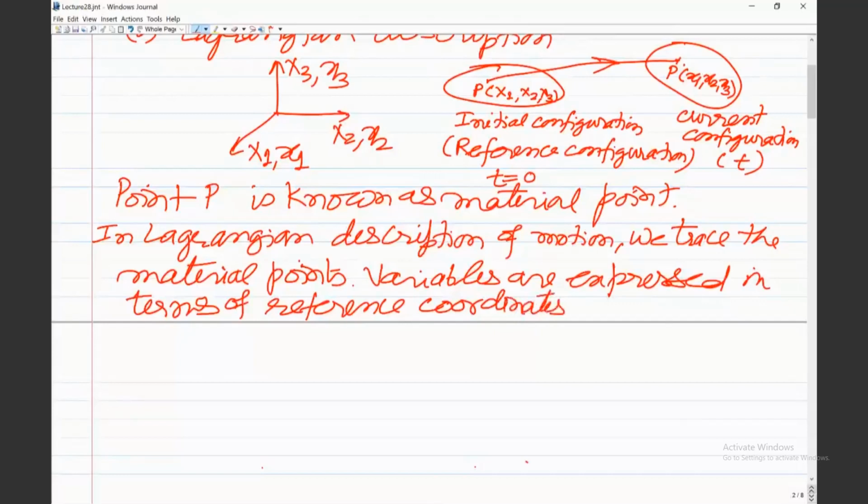Reference coordinates mean that in the reference configuration, whatever coordinates the material point has, we express all the variables in terms of those reference coordinates of material points, and time.